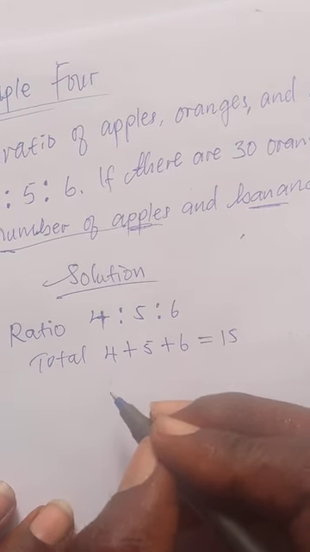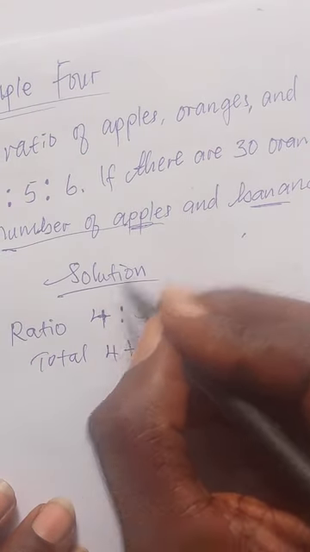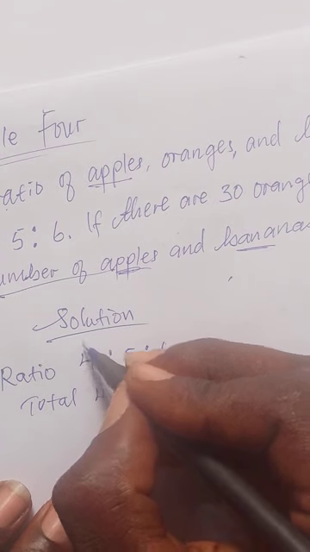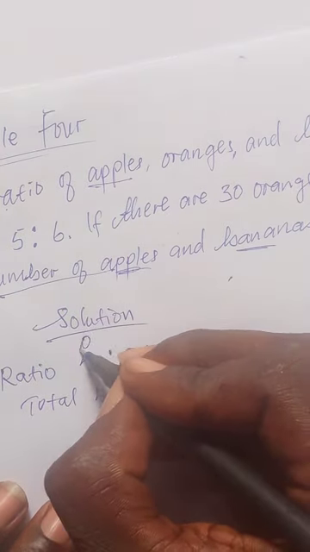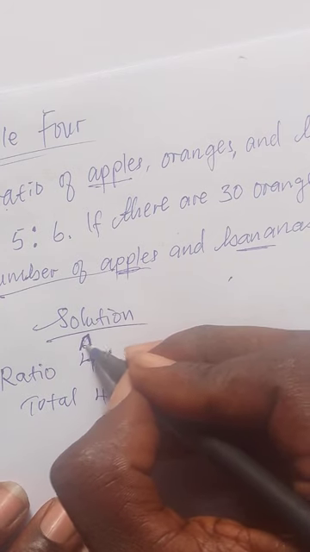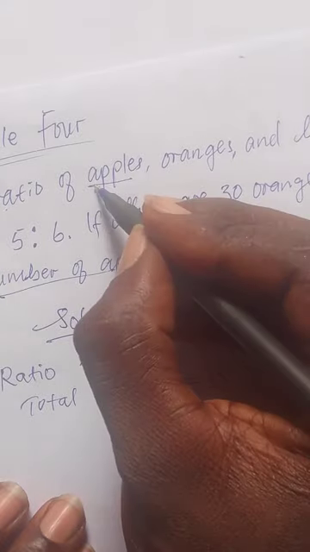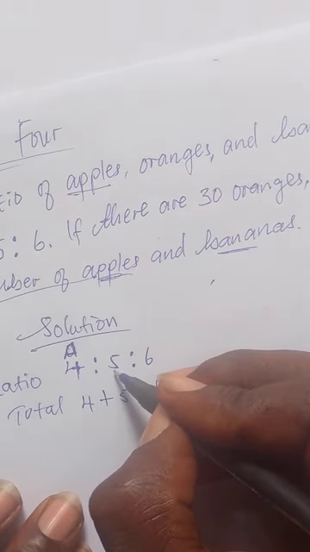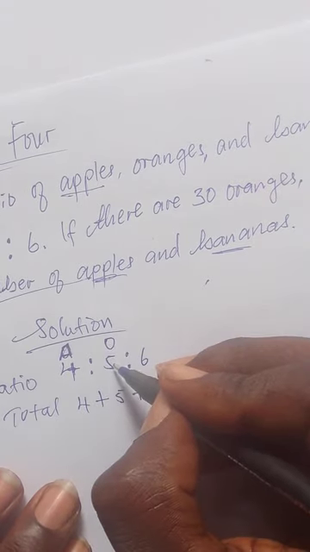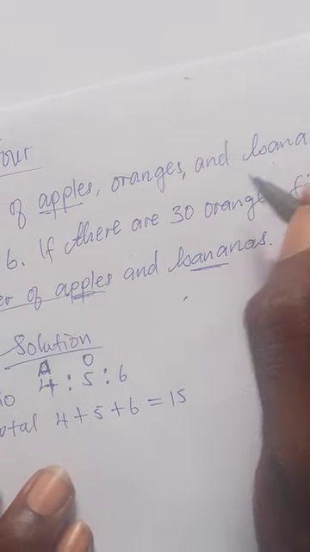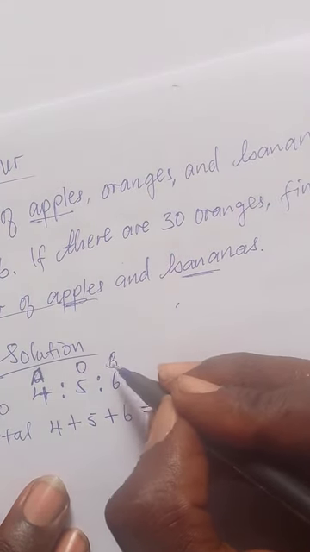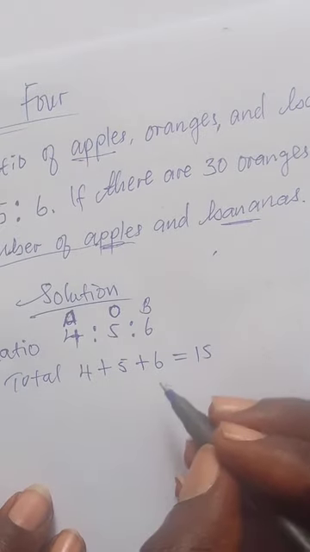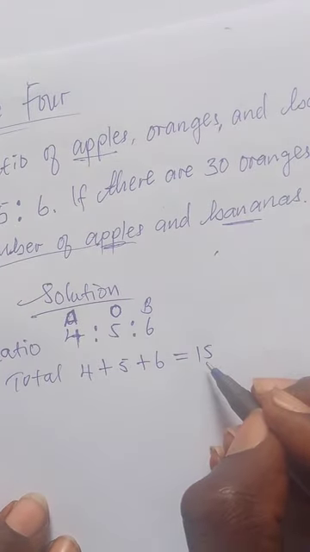Good. Now, remember, in that order, the ratio of apples, which means 4, is A, because apple starts with the letter A. And oranges, 5, should represent the oranges, and bananas, so 6, that represents B. So O is for oranges, B is for bananas. Good. So now we have gotten the total ratio as 15.